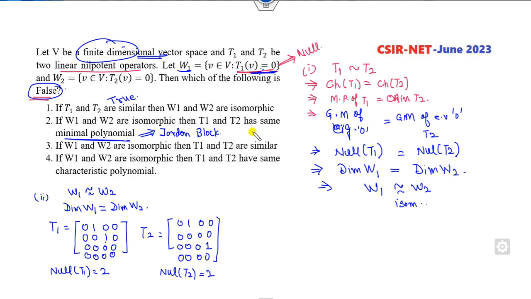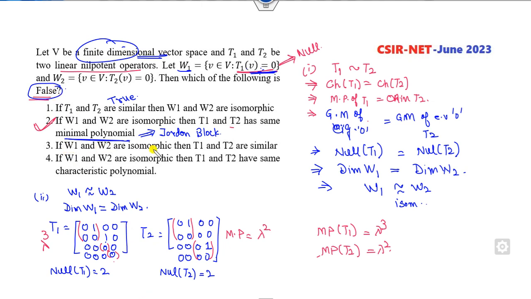Does it imply the same minimal polynomial? That is not always true. The converse is true: if minimal polynomials are the same, nullities are the same. But look at that. How many Jordan blocks are there? 1, 2. So its minimal polynomial is lambda square. There are 2 Jordan blocks. Look at that: 1, 2, 3. The minimal polynomial of this is lambda cube. So the minimal polynomial of T1 is not the same as that of T2. So the second option is false. Thus, if the second option is false, this is a correct option.